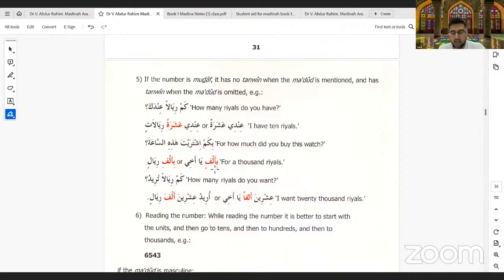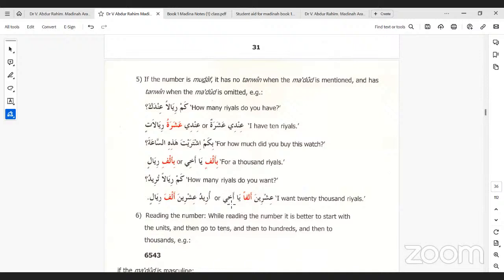So when the ma'dud is mentioned, the number itself is without tanween. Kam riyalin turidu, how many riyals do you want? Ishrina alfan. If I say I need 20,000 riyals, I will say uridu ishrina alfa, not alfan. Here it is alfa riyalin. It's fatha because it's the maf'ul of uridu. It's not taking a tanween because the ma'dud is mentioned. If riyalin isn't mentioned, then it will take a tanween and it will be ishrina alfan. I hope that is clear.